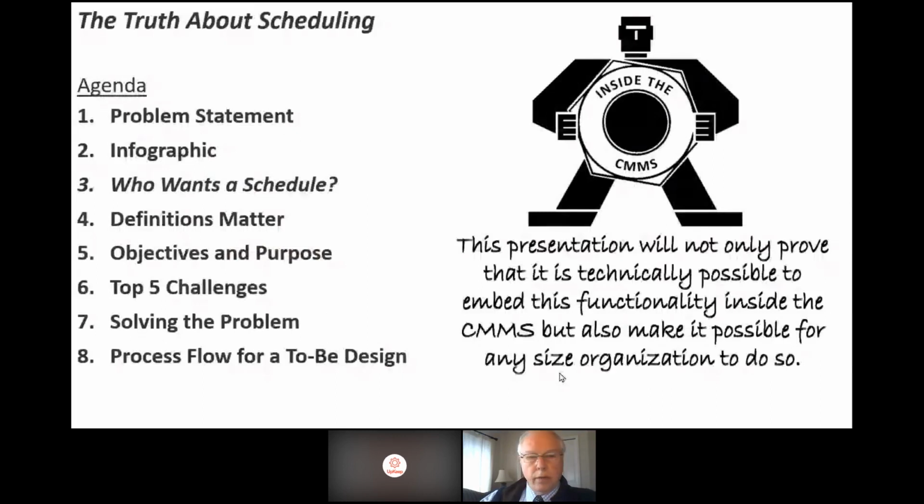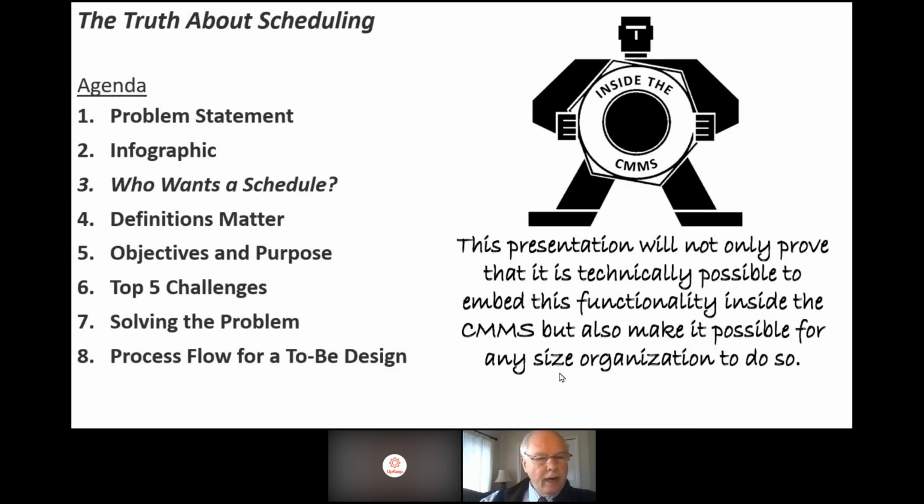Okay, so the truth about scheduling, this is the agenda. I'll discuss the problems surrounding this advanced process, and there's quite a few. I'll show you a fancy infographic that explains the overall process. I'll break down the user communities that are out there. You know, quite frankly, some don't even want to schedule. They exist. All right. We'll discuss some definitions. I'll state the purposes and benefits behind a weekly schedule as to why I even have one.